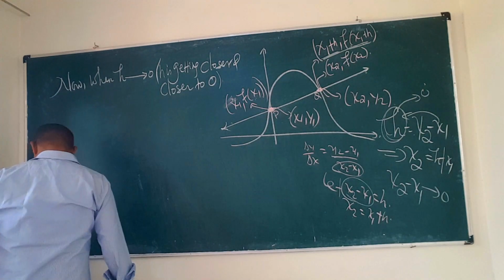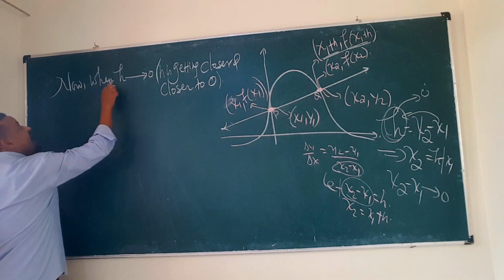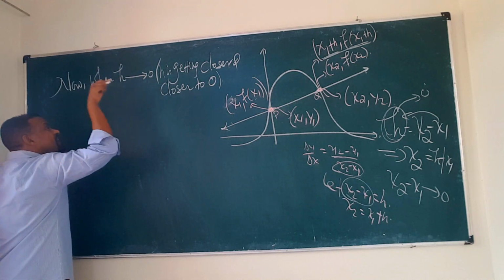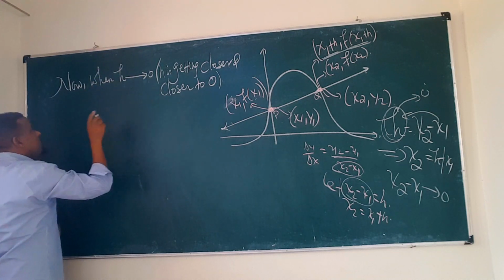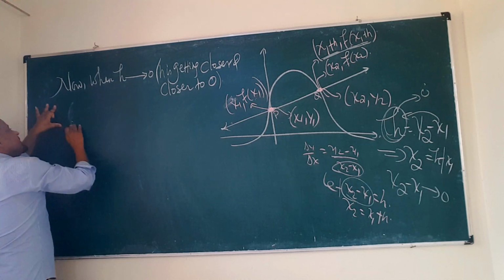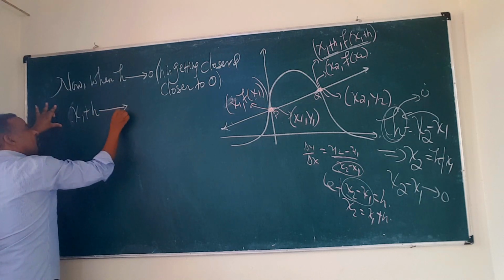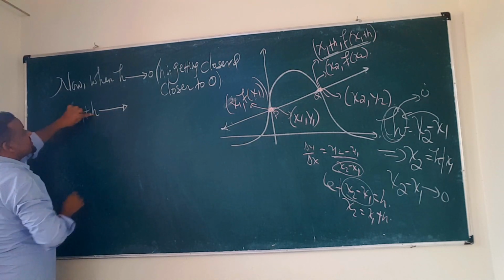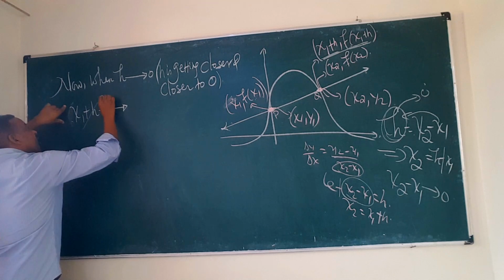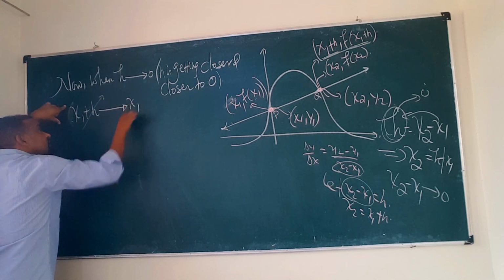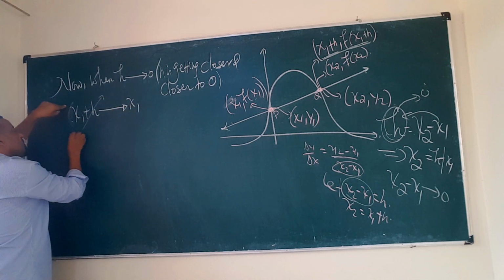Now, when h is getting closer and closer to 0, where does this point go? This value x1 plus h, where is it going? Look, x1 plus h, since h goes to 0, it goes toward x1.